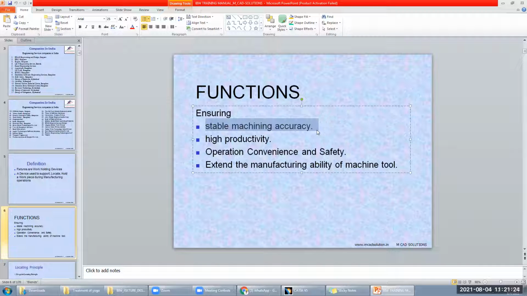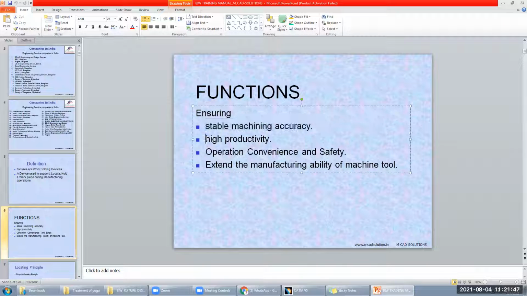Take a simple example, drilling. If you are doing the drilling without any fixture, means without fixing the part, what will happen? On that workpiece, we cannot do the operation accurately because the part is not fixed. It is moving. It is vibrating. So accuracy will not be there.